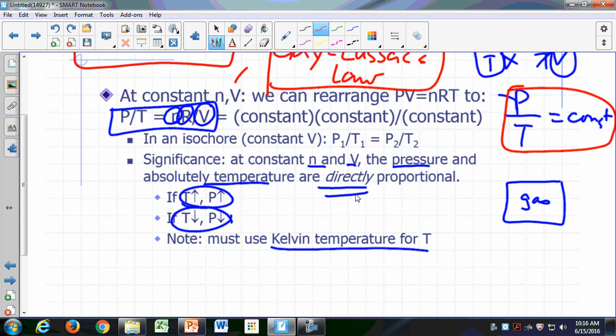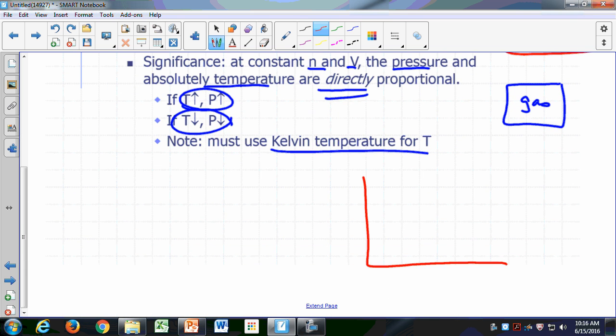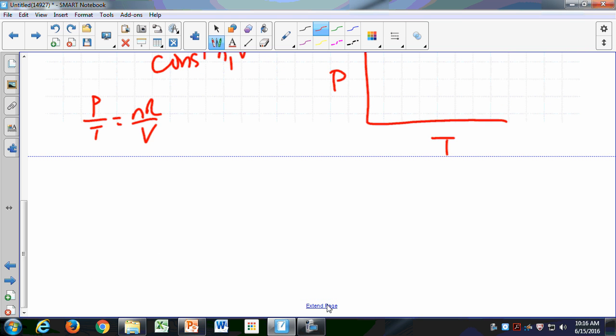Anyway, what would a plot of pressure versus temperature look like? If you were to vary the temperature, how would the pressure depend on it, if you hold the volume constant, so constant n and V? Well, let's look at our equation. P over T is equal to nR over V. So we can say that P is equal to nR over V times T, plus 0. Adding 0 does nothing, but I'm writing it that way so you can see how the graph is going to look.